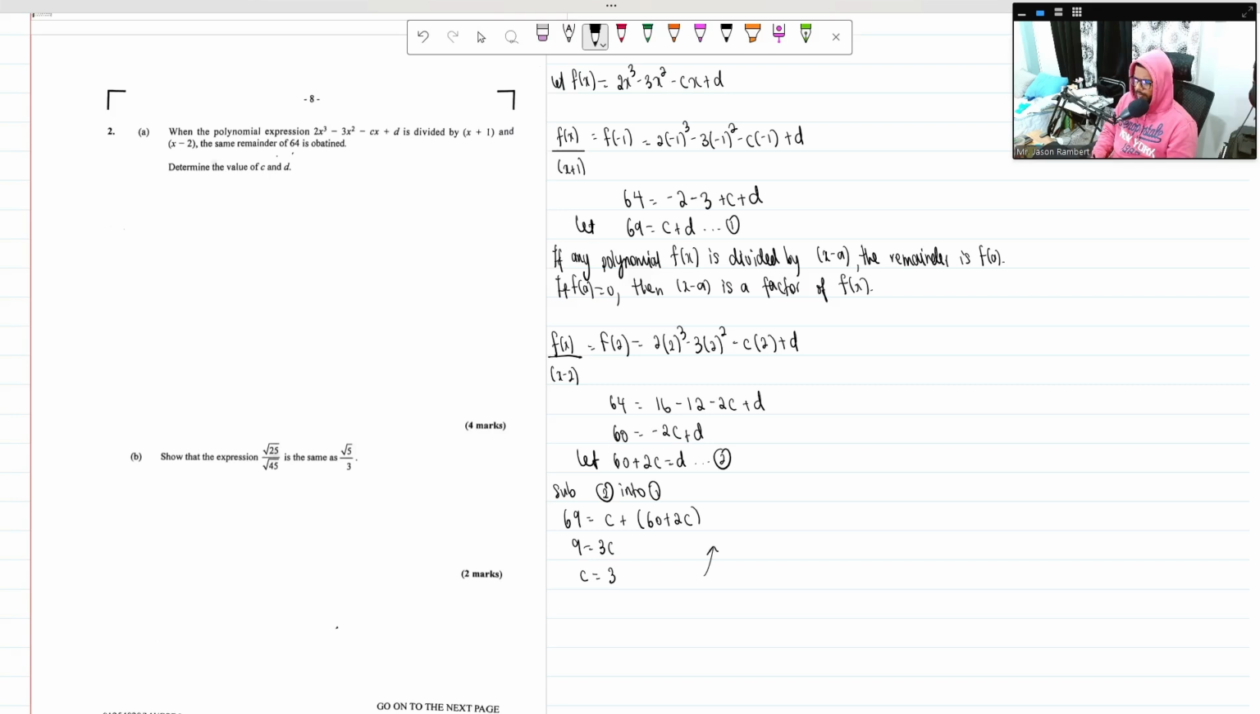Then, right here, substitute c is equal to 3 into equation 2, and I'll get d is equal to 60 minus 2 into c, which is 3. So d is equal to 60 take away 6, which is 54.